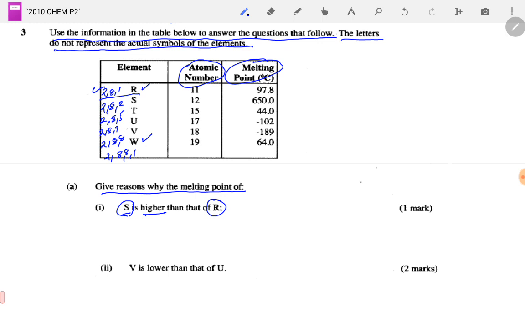S, where are you? Okay, these two. You notice something about these two. They belong to period 3, both of them, but different groups. So the reason here is because of the type of bonds. R is 281, S is 282. So you notice that S has 2 electrons in the outer energy level as opposed to R that has 1 electron. So S has stronger metallic bond.